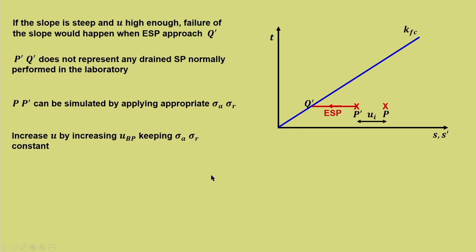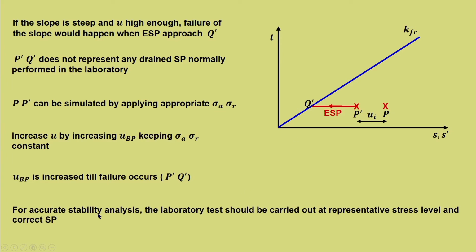Now, whatever failure and failure strength parameters we get corresponding to that will be a realistic condition very close to the field one. So, UBP is increased till failure occurs, that is, till the stress path reaches Q dash. For accurate stability analysis, the laboratory test should be carried out at representative stress level and correct stress path. Representative stress level means simulating the initial condition P and P dash, and correct stress path means how the stress path moves towards the failure.